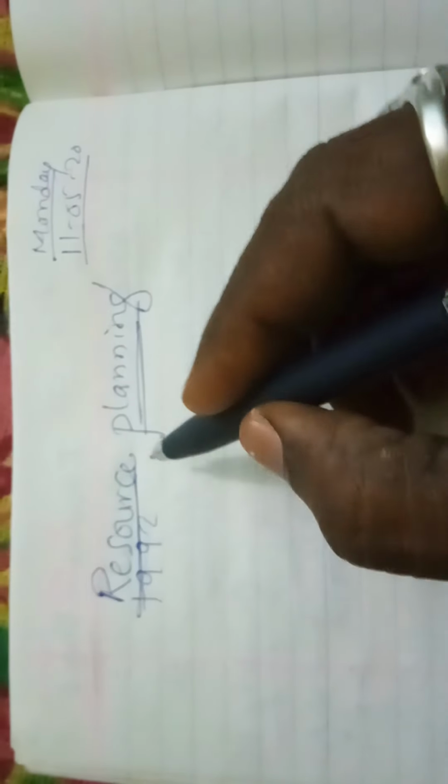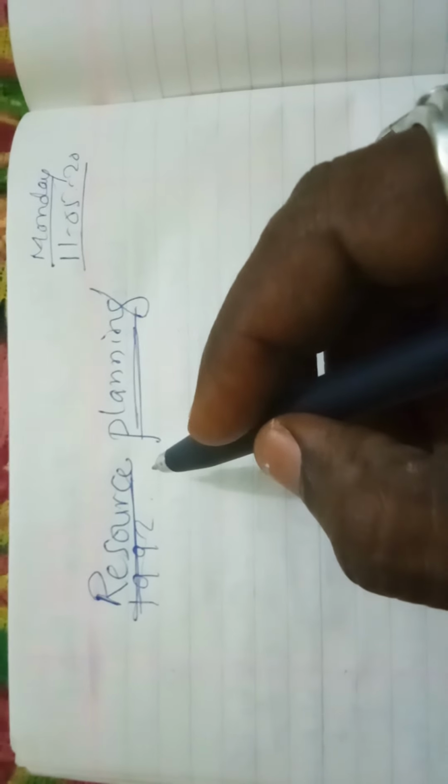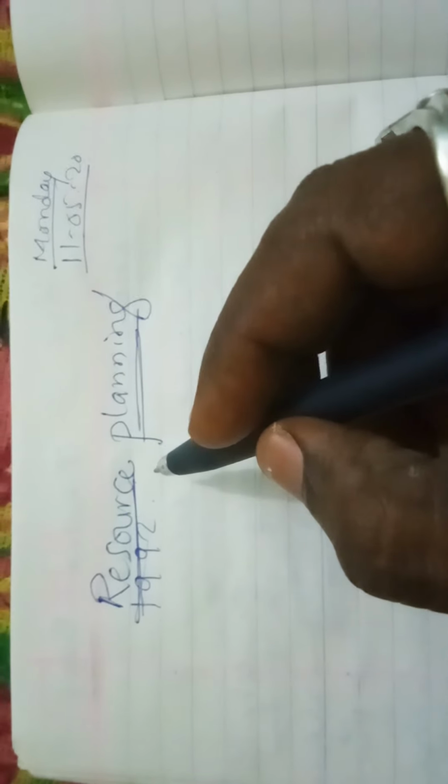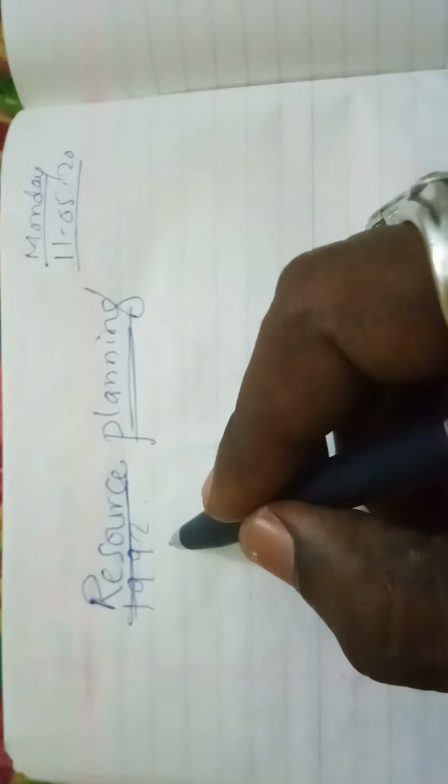Now let us discuss a new concept from the chapter Resource and Development. That is resource planning. Before this we discussed the development of resources. The 1992 World Earth Summit held at Rio de Janeiro, Brazil, aimed at some objectives.